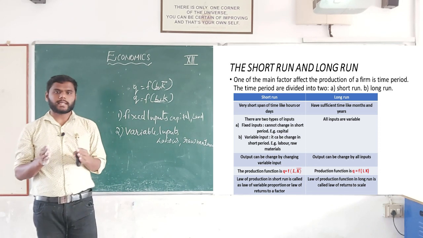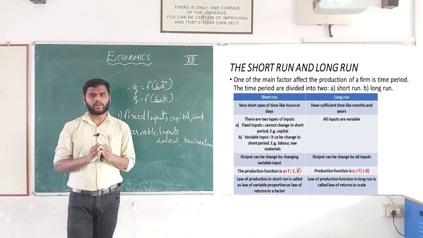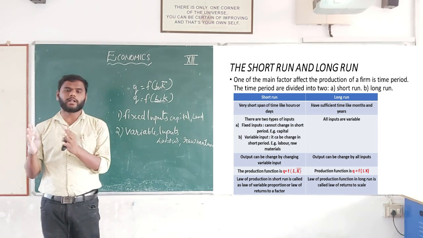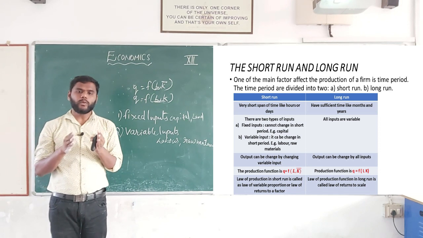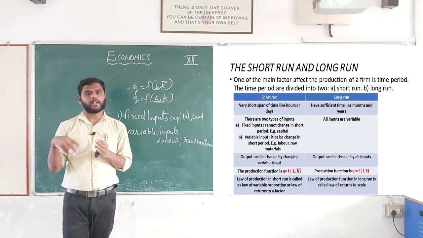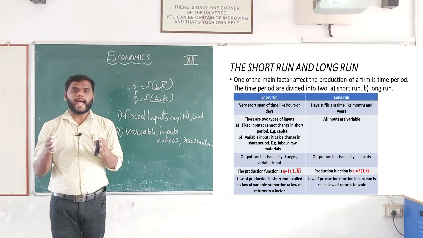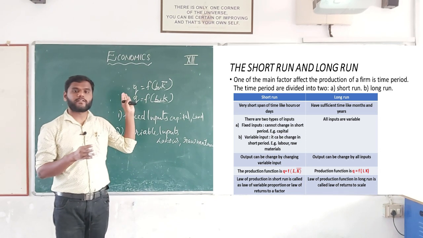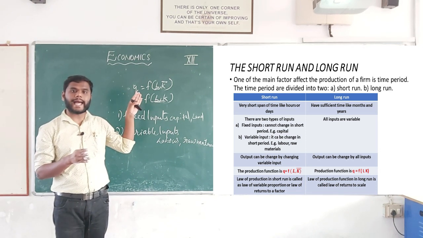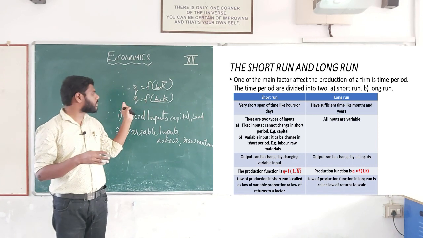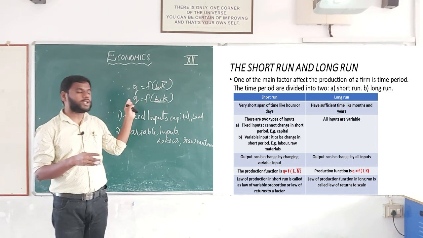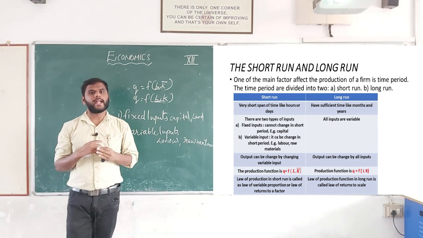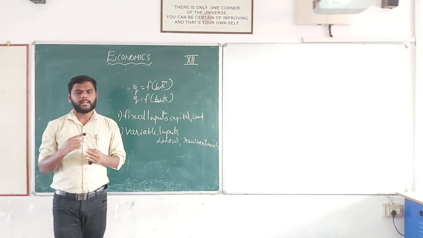Okay, I think it is clear what is the difference between short run and long run. See, short run means it's a short period of time, whereas long run is long period of time. And in short run some inputs are fixed and some are variable, but in long run all inputs are variable. And in short run production function is equal to Q is a function of labor and capital, in that capital is constant. Whereas in long run the production function is equal to function of land and capital. Here land and capital are variable ones. Okay, I think it is clear.